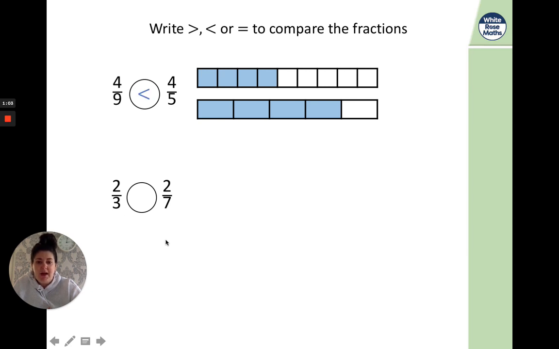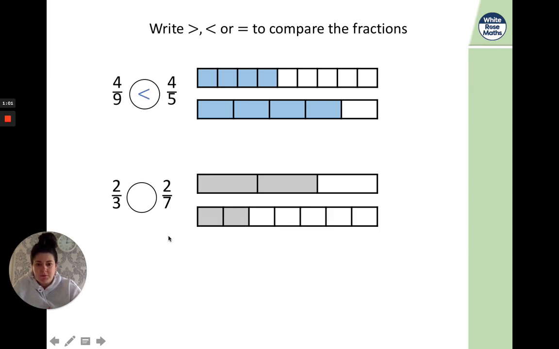So this is what it actually looks like. So that's what 2/3 looks like, and this is what 2/7 looks like. So 2/3 is bigger than 2/7. You can see that, can't you? And that's because the pieces are bigger. These pieces are smaller, so the fraction's going to be smaller. Only if the numerators are the same. Okay, this only works when the numerators are the same.